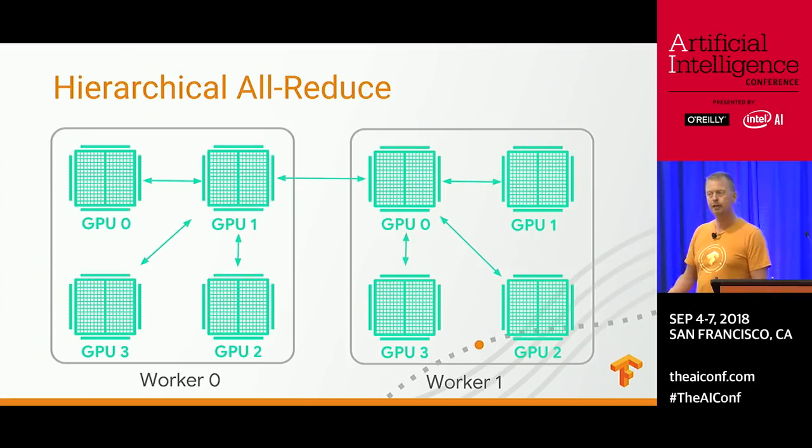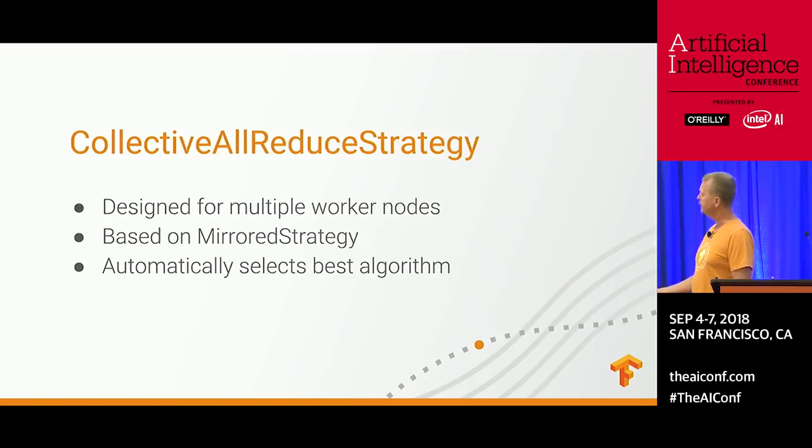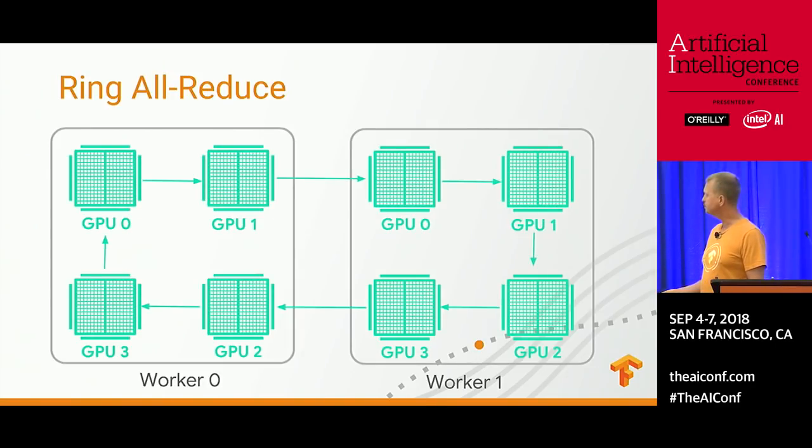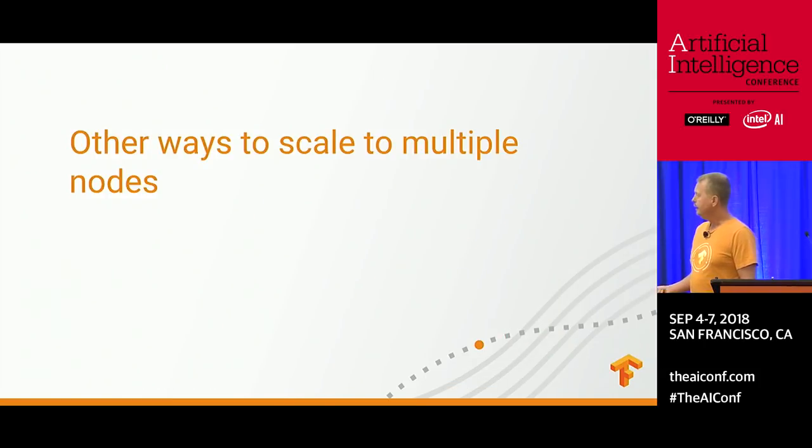Okay? So depending on network and other characteristics of your setup and hardware, one of these solutions would work very well. And the thing with collective all-reduce strategy is that we'll automatically detect the best algorithm to use in your distributed cluster. All right. So that was multi-node, multi-accelerator cards within the nodes.